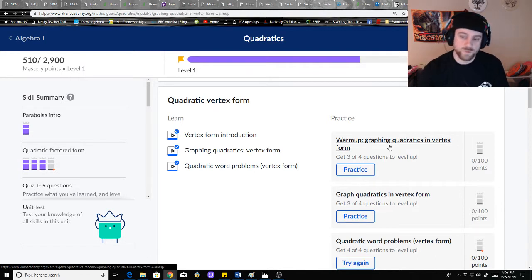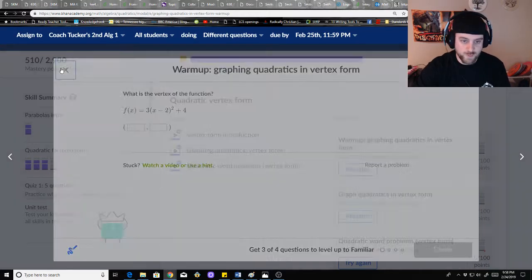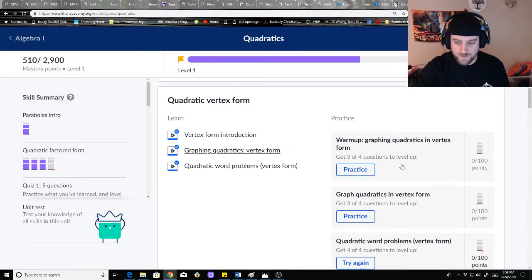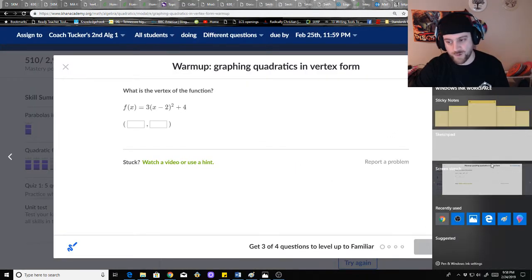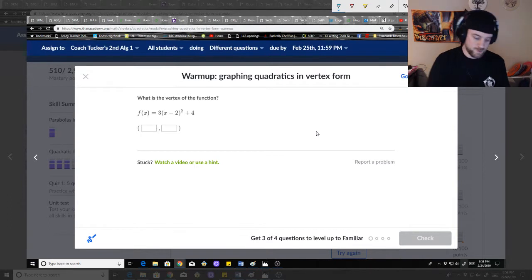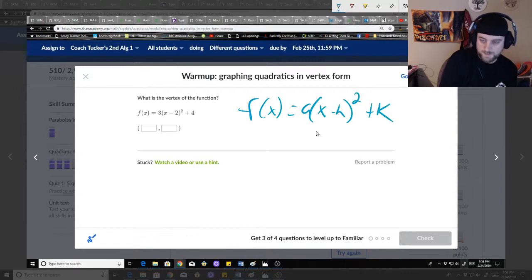So, warm up, quadratics and vertex form. What is the vertex of the function? First off, go back and watch that video. It will help. I am going to give a quick rundown of what vertex form is. The formula for vertex form is f of x is equal to a times (x minus h) squared plus k.